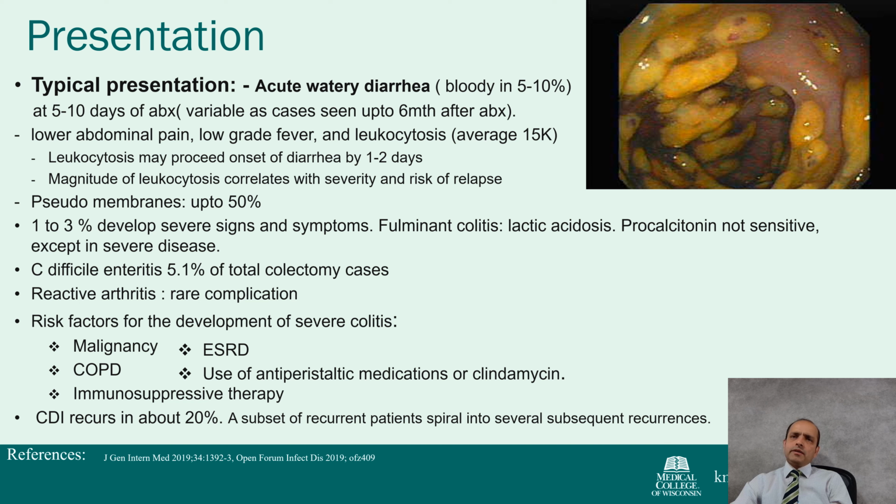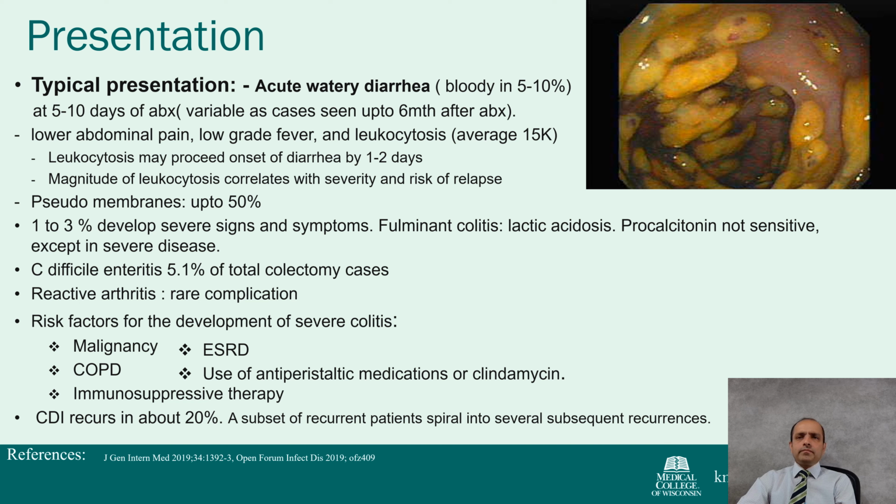So talking about typical presentation: acute watery diarrhea, which might be bloody in up to 5% of people. They also present with lower abdominal pain, low-grade fever, or leukocytosis. If your patient is in the hospital and is having progressive leukocytosis and looks reasonably well in appearance, think about C. diff infection, especially if you have other C. diff patients, or if your patient is on antibiotics.